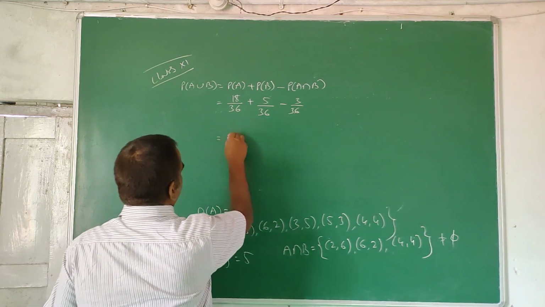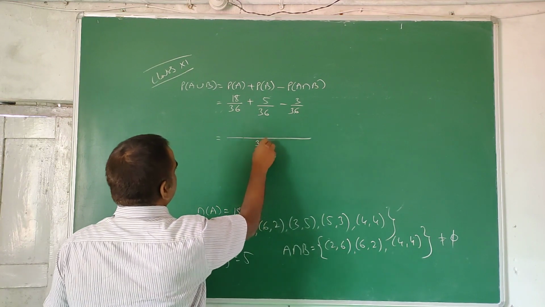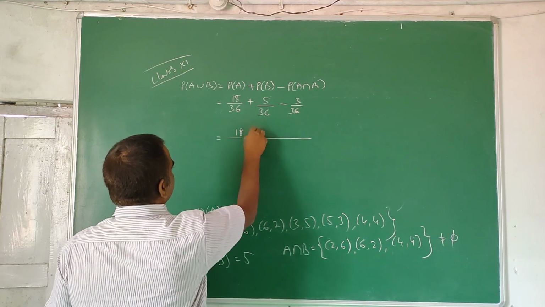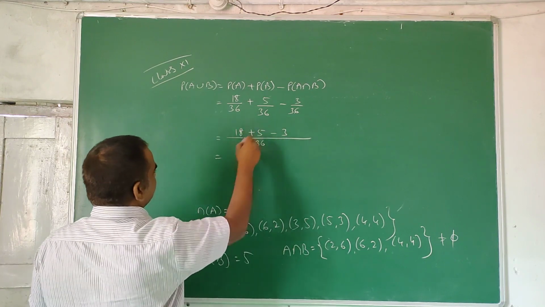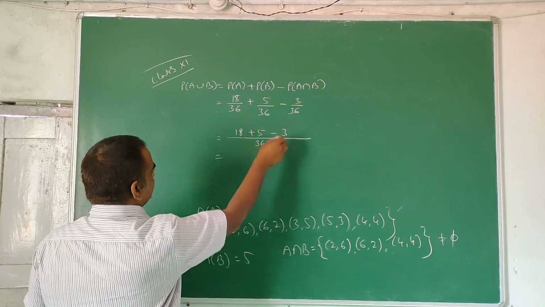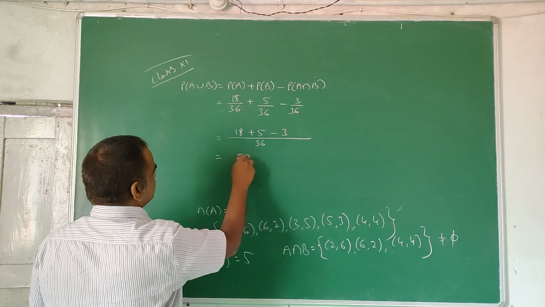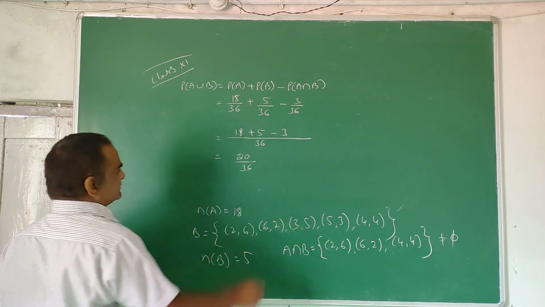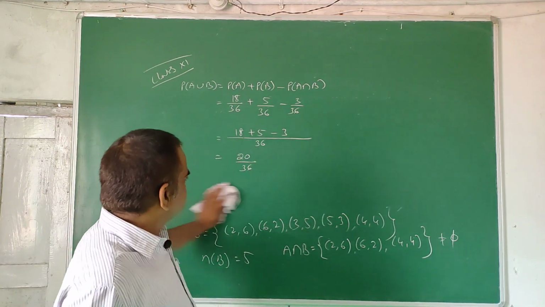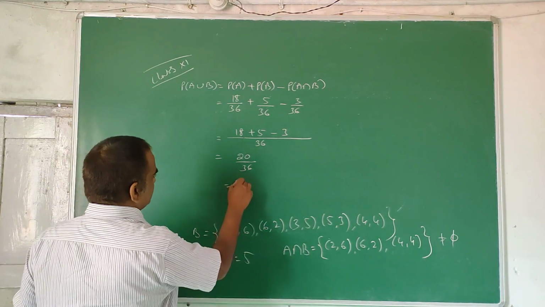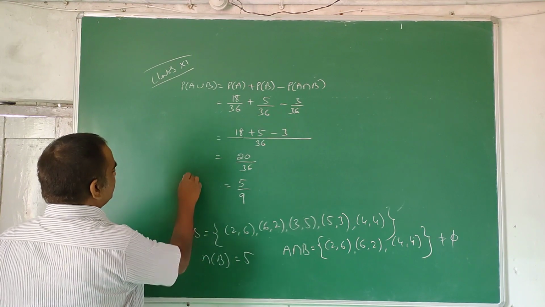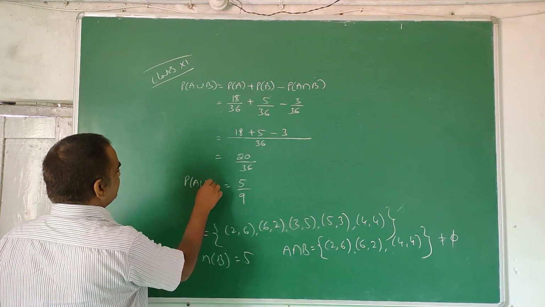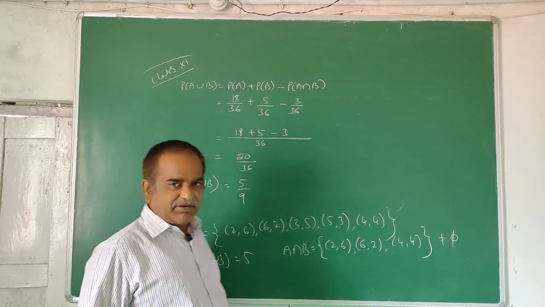Now if you go for the LCM, 36 is the LCM. So 18 plus 5 minus 3. 18 plus 5 is 23, 23 minus 3 is 20. So 20 by 36. Are you following? 4 5s are 20, 4 9s are 36. So P of A union B is equal to 5 by 9. This is the answer for this question. Understood?